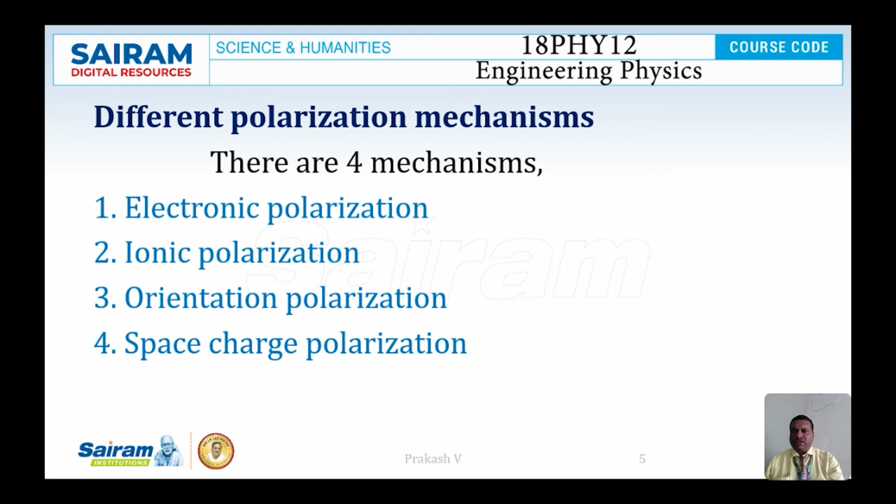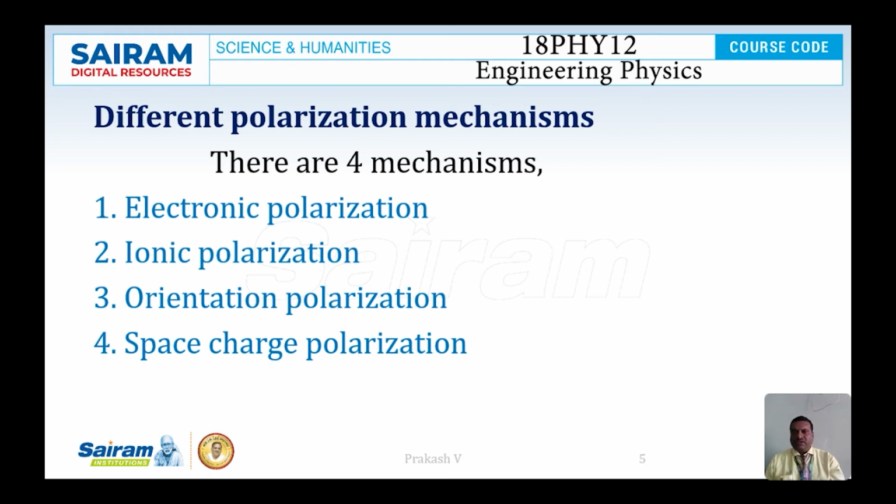And the next one is orientation polarization. What is orientation polarization? Orientation polarization occurs in those dielectric materials having molecules with a permanent dipole moment. The orientation of these molecules will be random due to thermal agitation. Under the influence of an applied electric field, each dipole undergoes rotation and reorients along the direction of the applied field. The orientation polarizability is denoted by the symbol alpha_o.